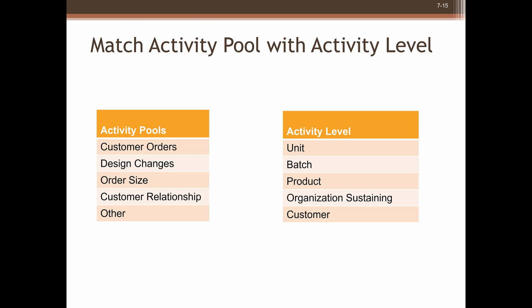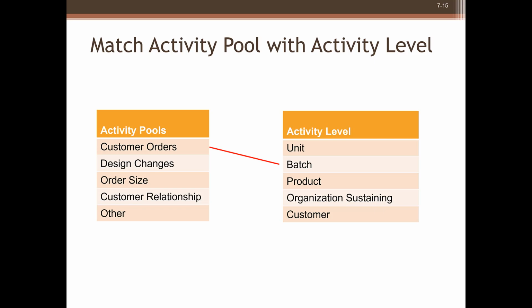In the beginning, we talked about activity cost pools in ABC. There are 5 activity levels: unit, batch, product, organization sustaining, and customer. Now let's match Baxter Battery Company's cost pools to each activity level. Customer orders is a batch level activity. Regardless of how many units produced, customer orders will be performed when the batch is processed.